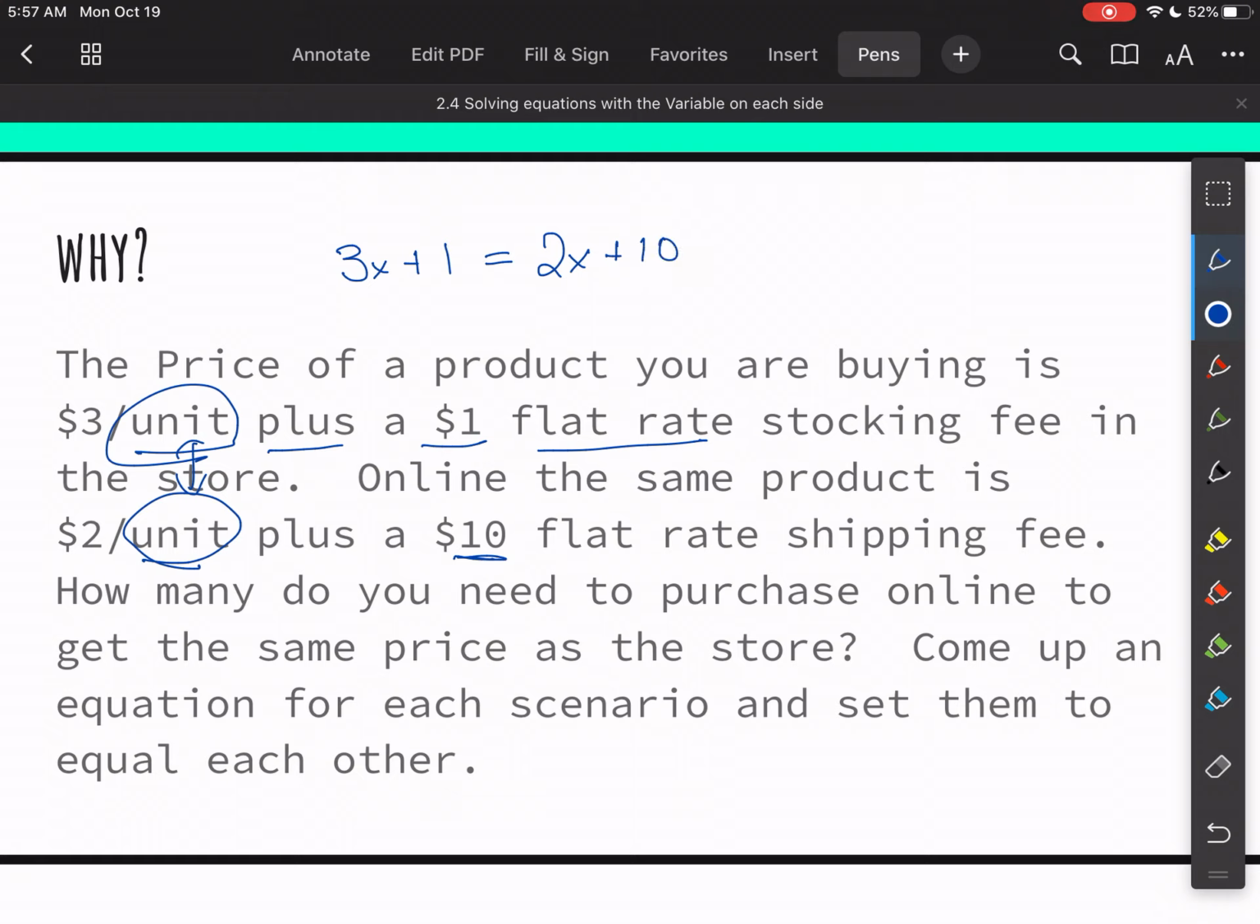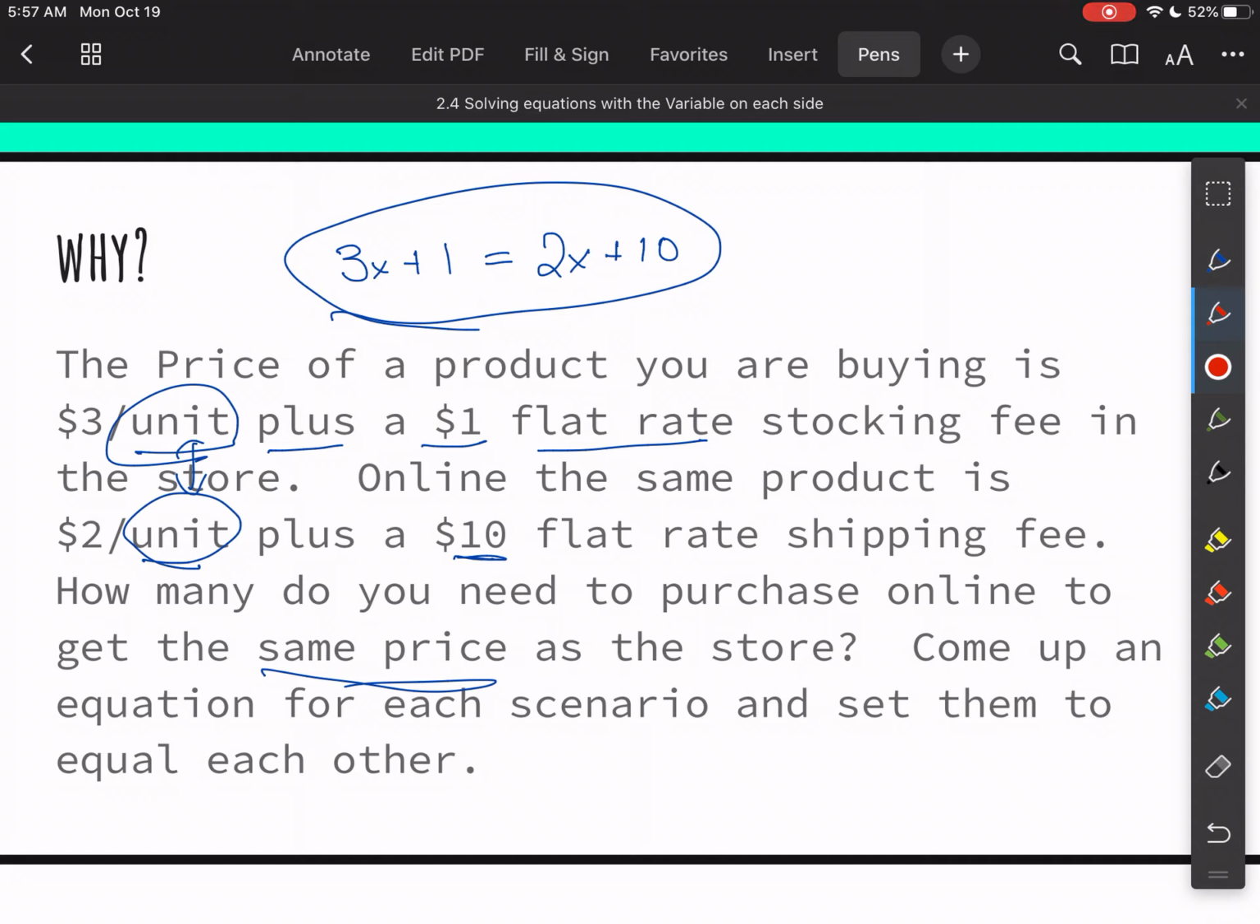They want to know at what point are these equal. How many do you need to purchase online to get the same price? So at what point are the two equal to each other? For this, I'm going to show you now. The whole point of the lesson for today is so that we can solve this type of problem. So I will solve it for you right now, and then I'll go through how to do it.